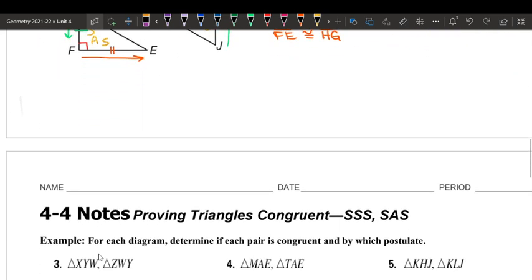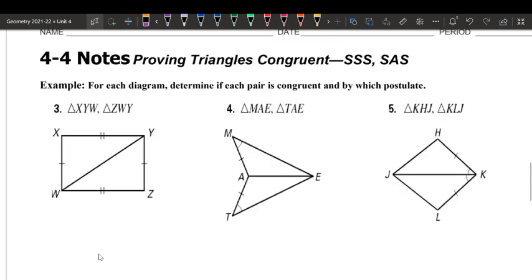And then we just have examples from there. So we're going to do some practice problems like your assignment. First, it says for each diagram, determine if each pair is congruent and by which postulate. So we have three possible answers: side, side, side, side, angle, side, or not congruent. All right, so looking at each one.